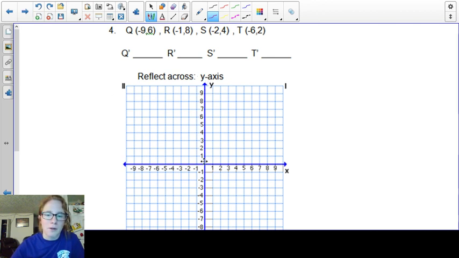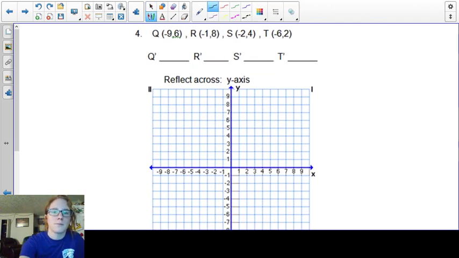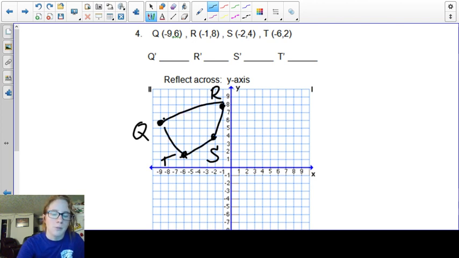Right, now we're going to flip across the y. So let's go ahead and do our original picture. I'm going to move this over just a smidge. I have negative 9, 6, which is Q. I have negative 1, 8. That is R. Negative 2, 4, which is S. And I have negative 6, 2, which is T. Kind of looks like a trapezoid there.